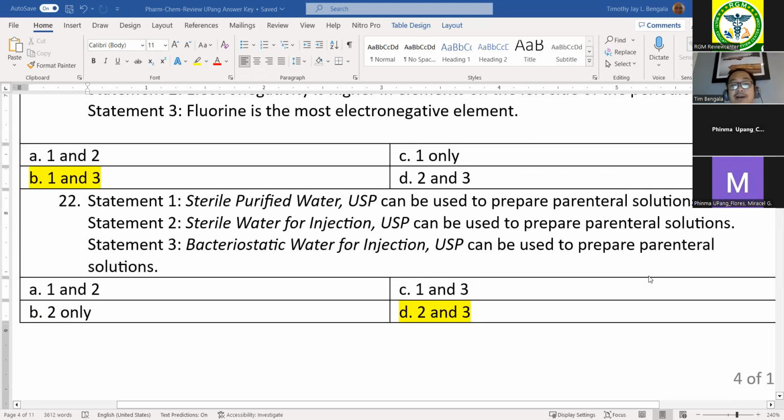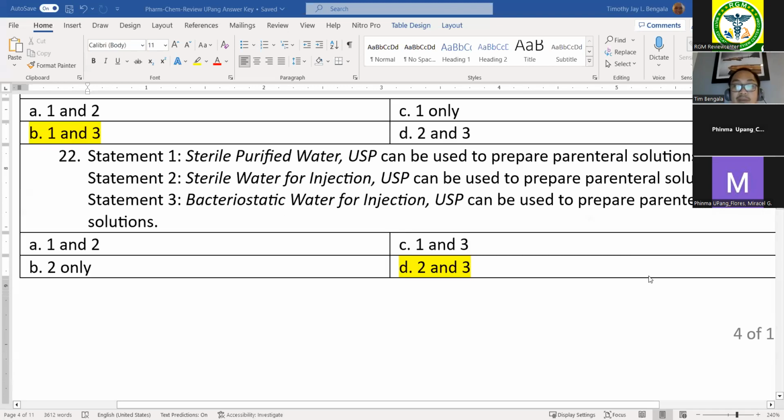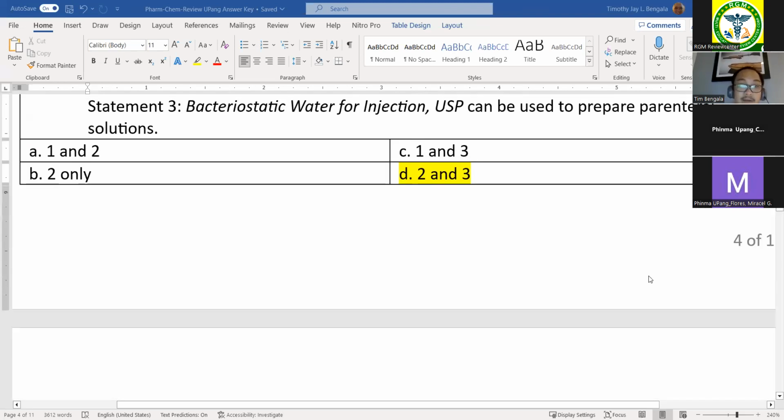Okay, next sa mga waters naman. Number 1. Sterile purified water can be used for parenteral preparations. No. Kahit na sterile siya, purified water pa rin yung classification niya. It can only be used for non-parenteral preparations. So statement number 1 is incorrect. Sterile water for injection can be used for parenteral. That is correct. While bacteriostatic water for injection can be used to prepare parenteral solutions. That is also correct. Difference lang, sterile water, one use up to 1 liter, while bacteriostatic, multiple use up to 30 ml, and merong bacteriostatic agent na kasama.